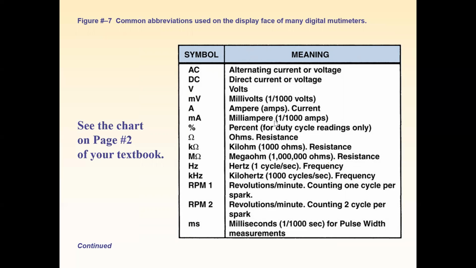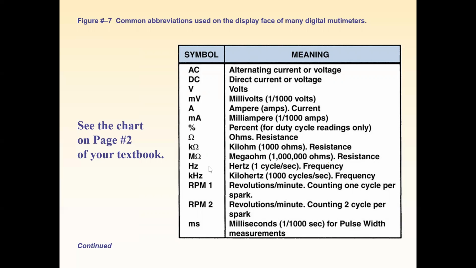Milliampere is 1 divided by 1000 of an ampere. This is a percentage sign. Here is a resistance; this omega symbol is for the resistance. Then this one is K and omega, which stands for kilo ohm, that is 1000 ohms. M and omega stands for mega ohm, that is 1 into 10 raised to 6 ohms resistance.